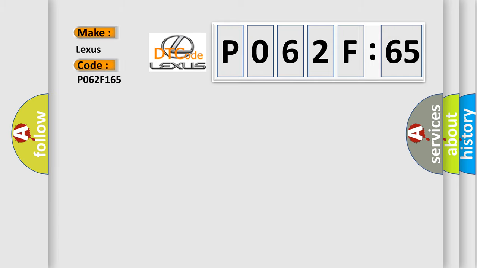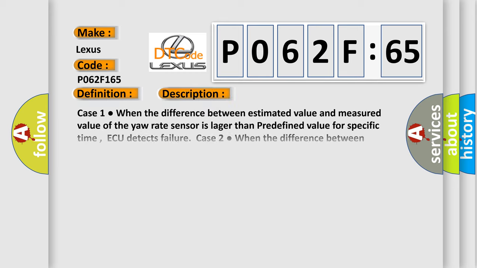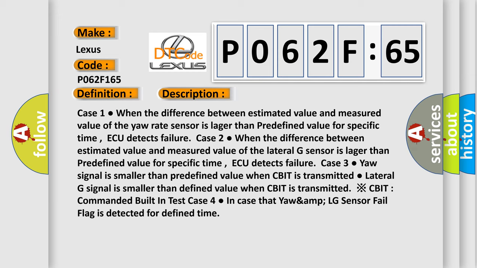P062F-165 interpret specifically for Lexus car manufacturers? The basic definition is Yaw Rate & lateral G sensor. And now this is a short description of this DTC code. Case 1: when the difference between estimated value and measured value of the yaw rate sensor is larger than a predefined value for a specific time, AQ detects failure. Case 2: when the difference between estimated value and measured value of the lateral G sensor is larger than a predefined value for a specific time, AQ detects failure.